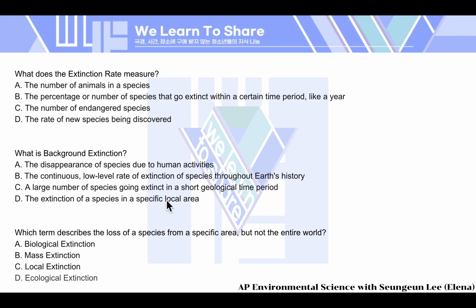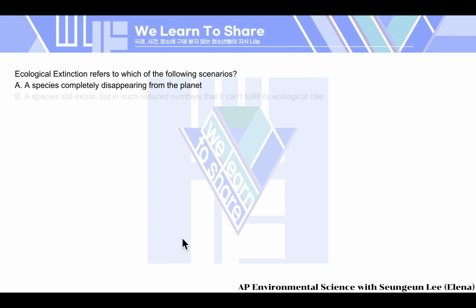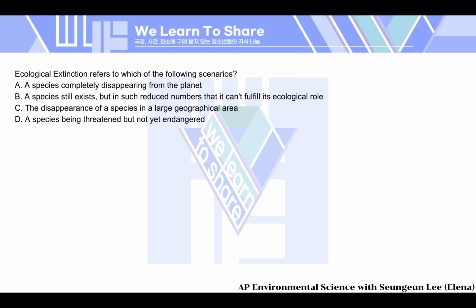And for this one, the answer would be C, right? This is the local extinction because it is loss of species from a specific geographic area, but not the whole world. Next question.